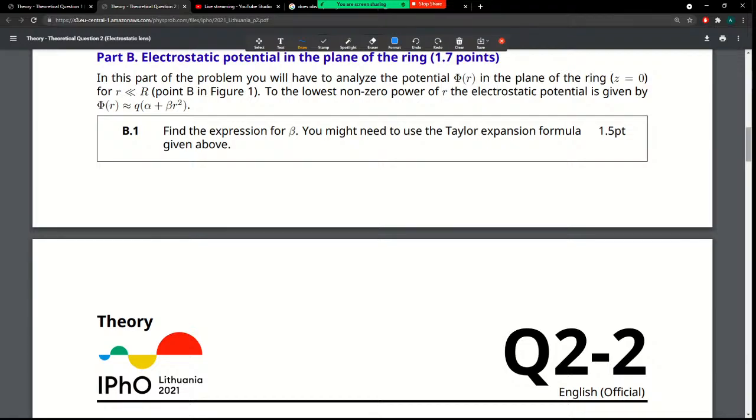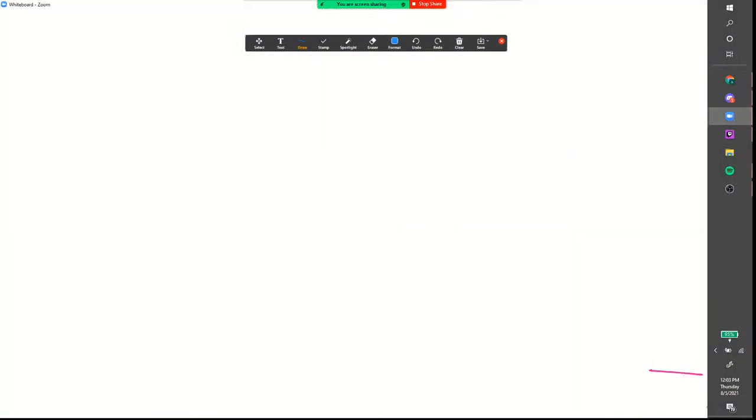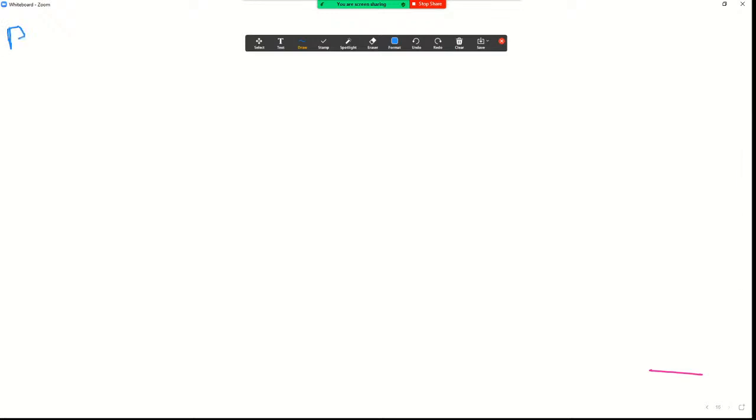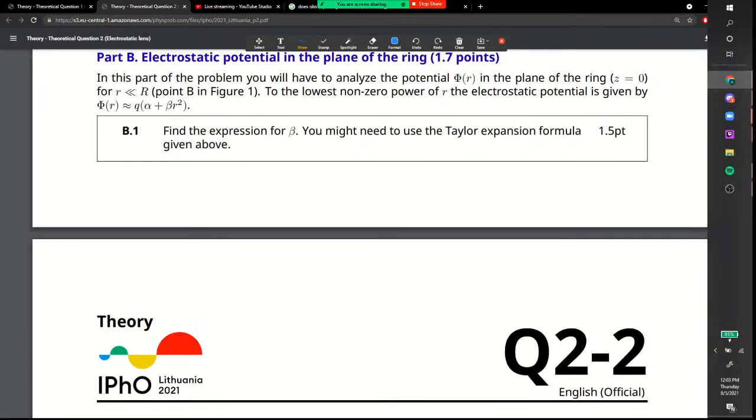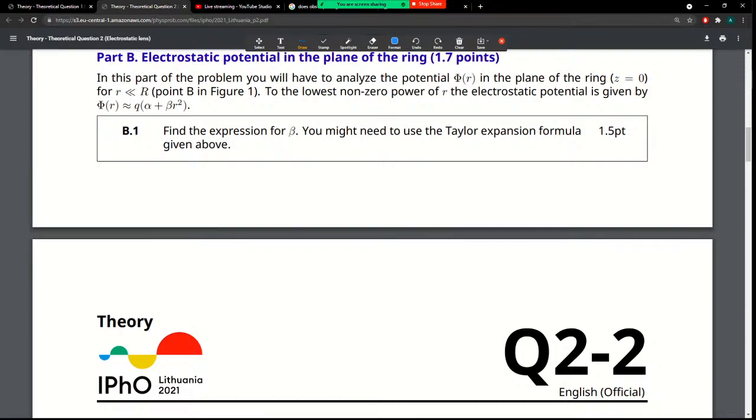In part B, you can read it if you want. In this part of the problem, you will have to analyze the potential phi r in the plane of the ring. For r less than R, to the lowest non-zero power of small r, the electrostatic potential is given by q into alpha plus beta r square. Find the expression of beta. You need to use the Taylor expansion formula given above.